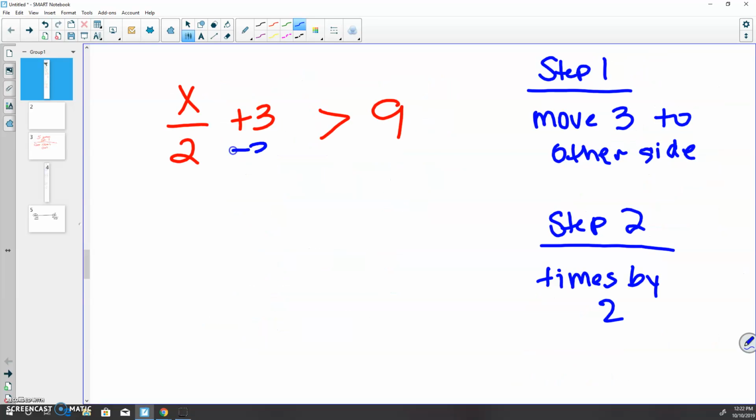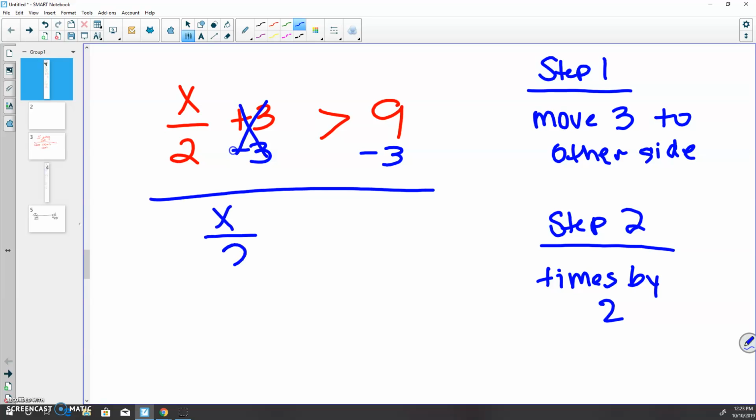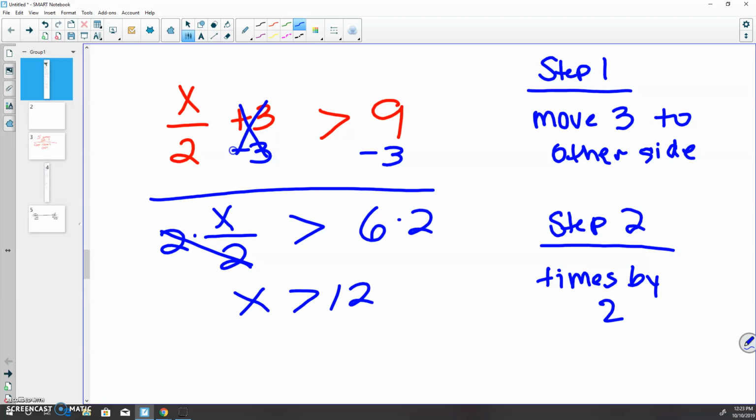Okay, so we're going to move 3 to the other side. It cancels out. You're left with x divided by 2 is greater than 6. If it doesn't tell you what the letter is, the opposite of divide is times 2. So times by 2 cancels out. What you do to one side, you do to the other. So you have x is greater than 12.